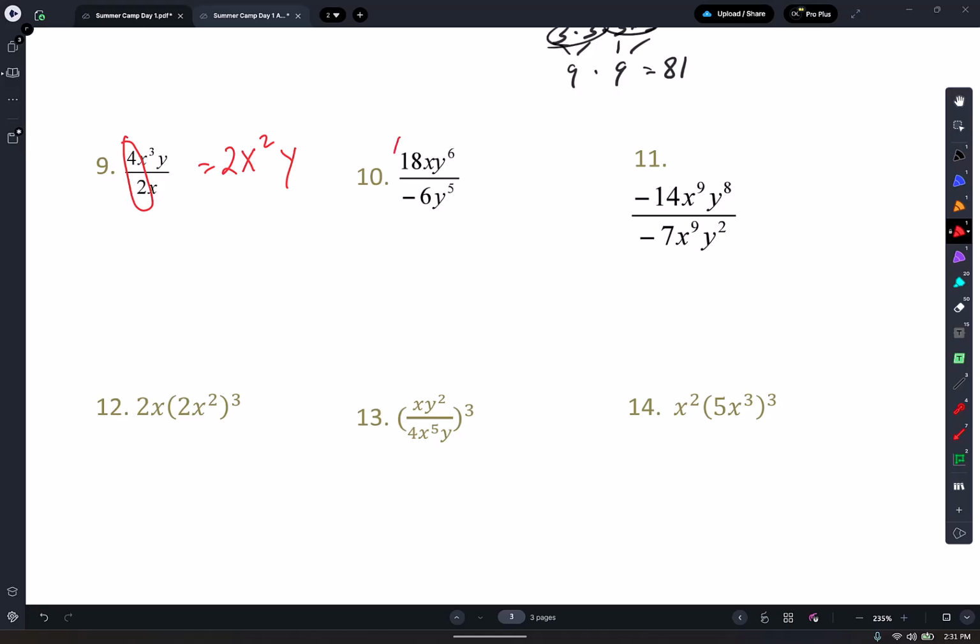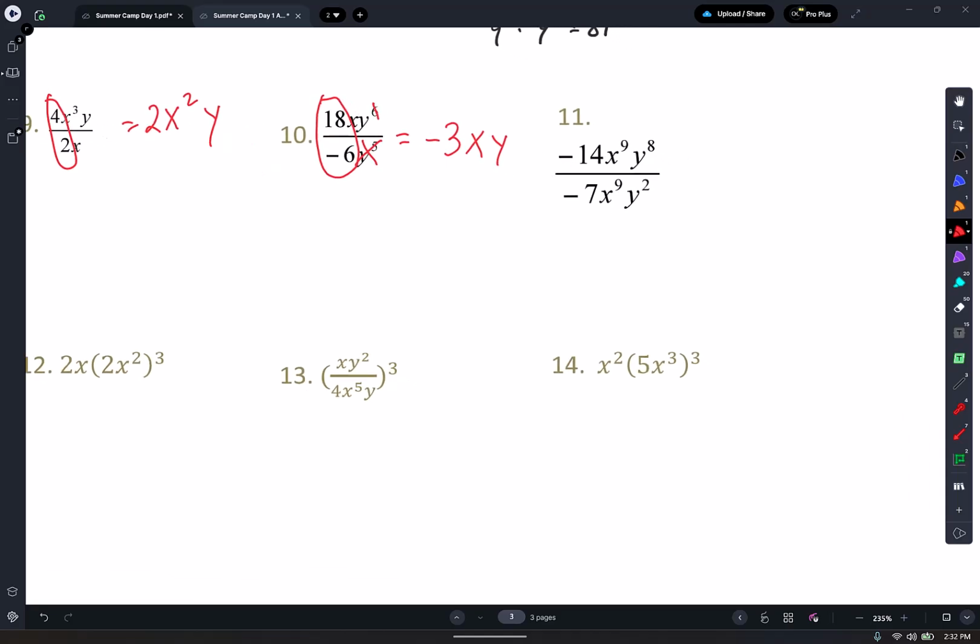How many times does 6 go into 18? 3. Positive divided by negative is a negative, so put negative 3. There are no x's to cancel, so 1 x, and I have 5 y's in the denominator and 6 y's in the top. How many y's can I cancel? 5, so how many y's you got left? 1. Do you see what we did? All right, we're so close.